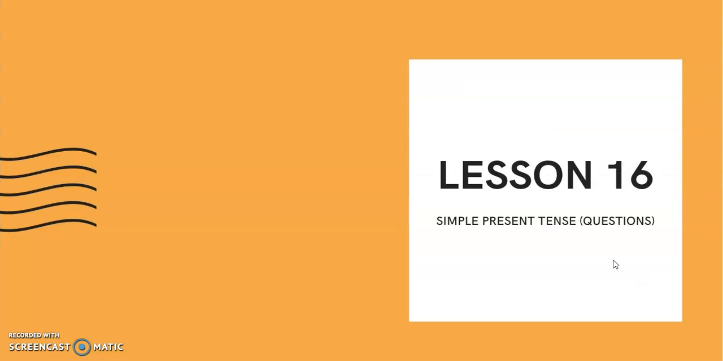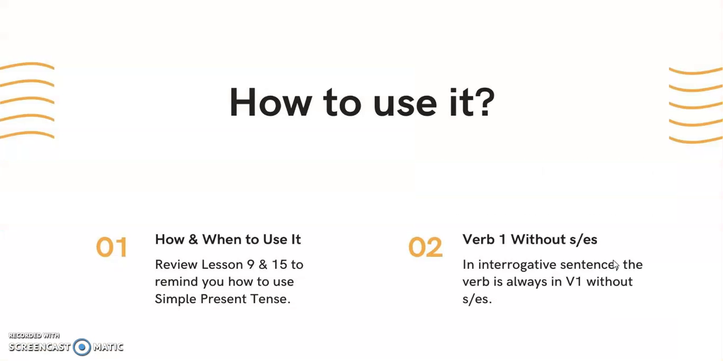It is still simple present tense, but in this one you have to deal with questions. So asking questions and also answering yes or no questions. Now how to use it? To remind you, please kindly check lessons 9 and 15. In brief, simple present tense is of course for habits or routines, and then verb 1 in this case. For questions you cannot use verb 1 with s or es. For questions it is always verb 1 without s or es.